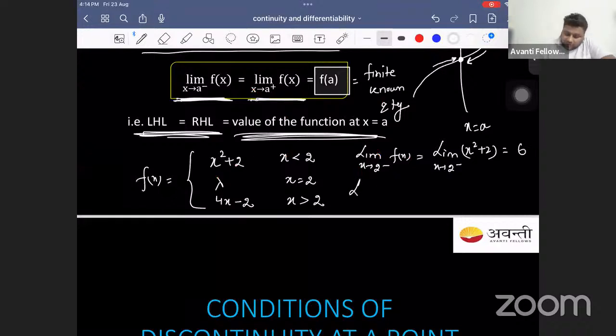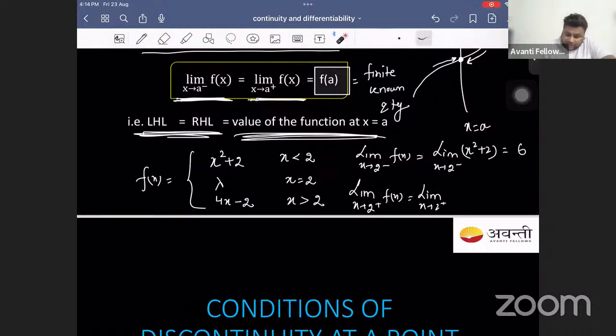Got it? Now right hand limit, if I find limit x approaches to 2 plus f(x), that is limit x approaches to 2 plus. Now in the right of 2, this is the definition, isn't it? In the right of 2, this is the definition. So what will it be?